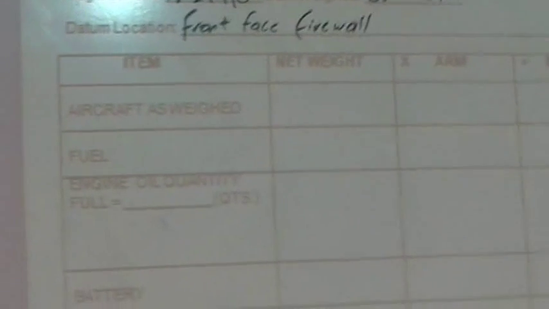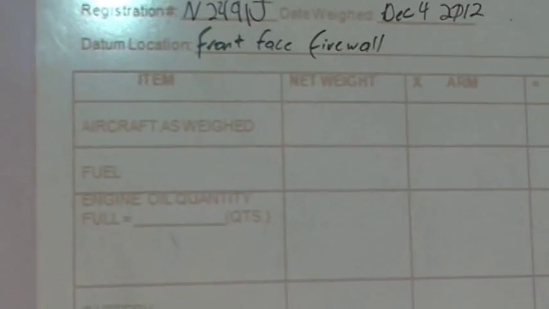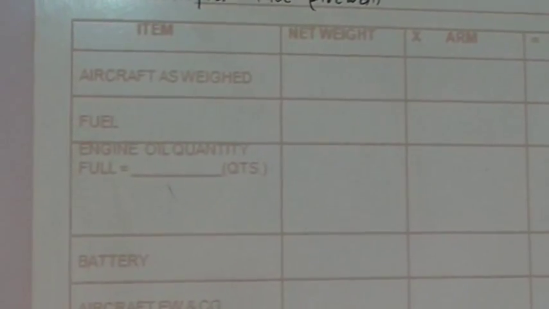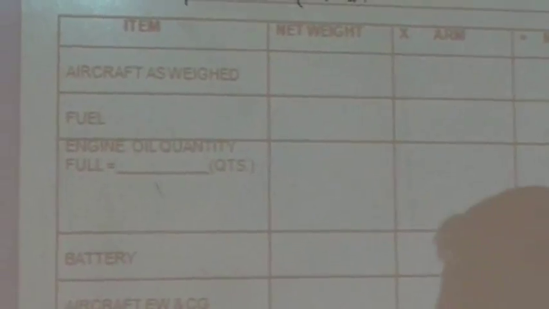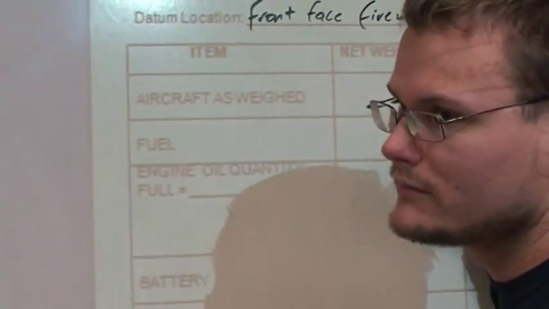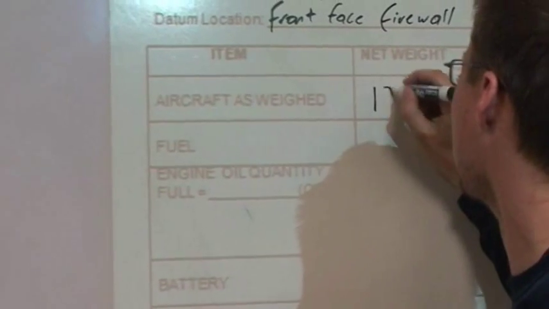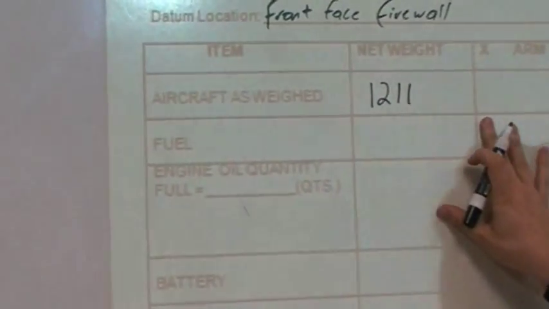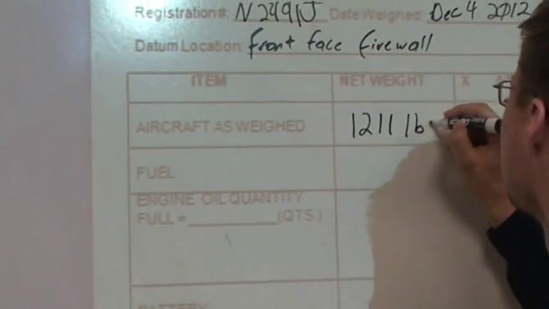Now, because we weighed this plane with full fuel, we'll be removing the fuel in our calculations. And also because the plane was built before 1967, we also have to remove the oil. So that's what you'll be seeing us do in this chart. Now the aircraft as weighed was 1211 pounds.